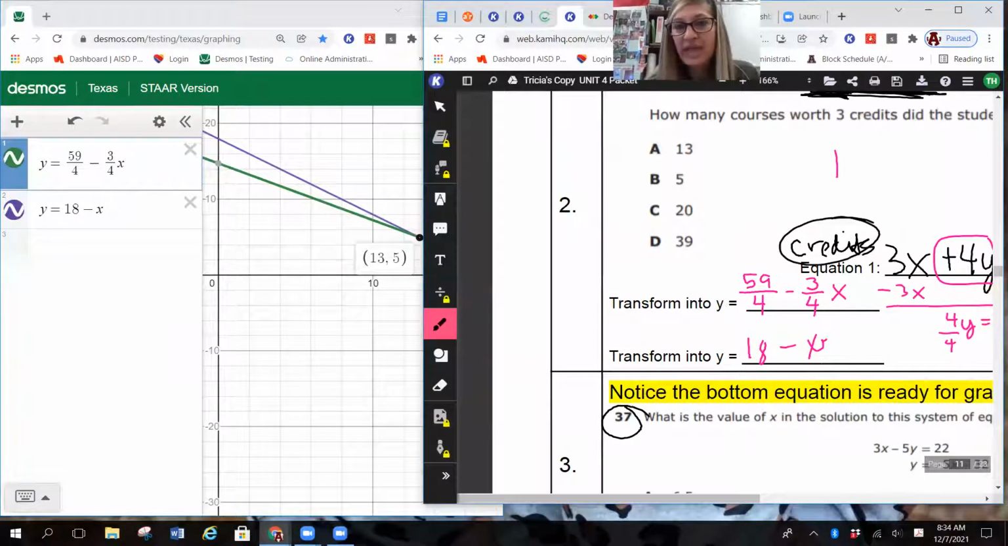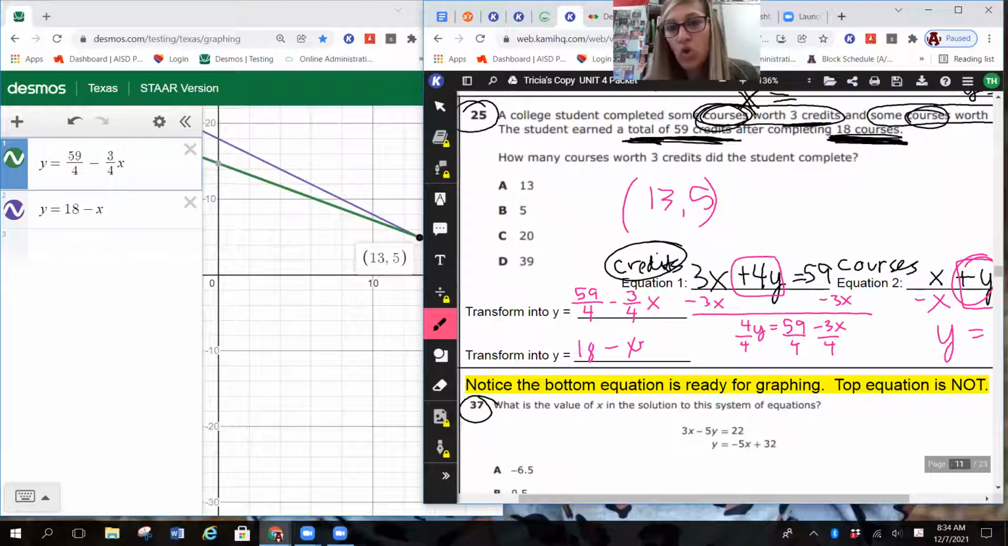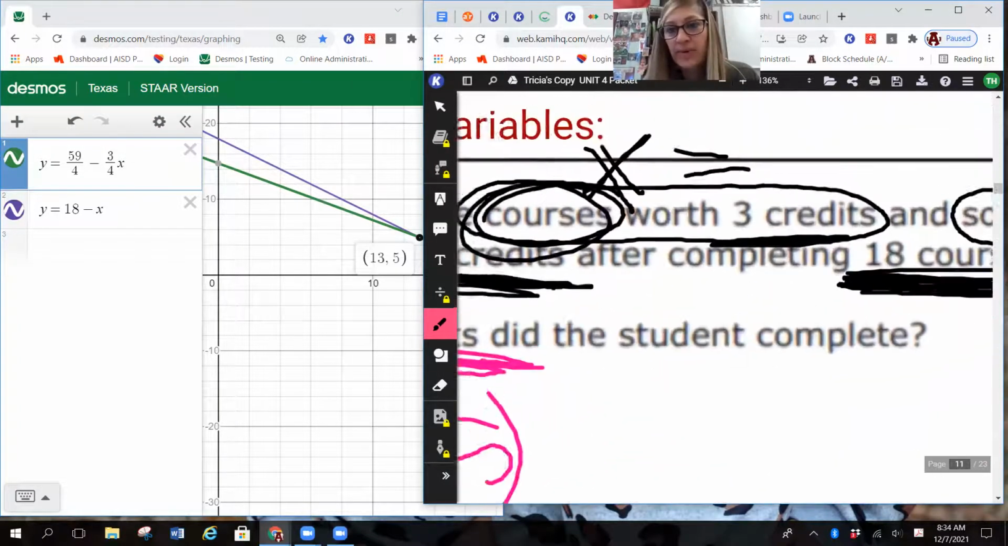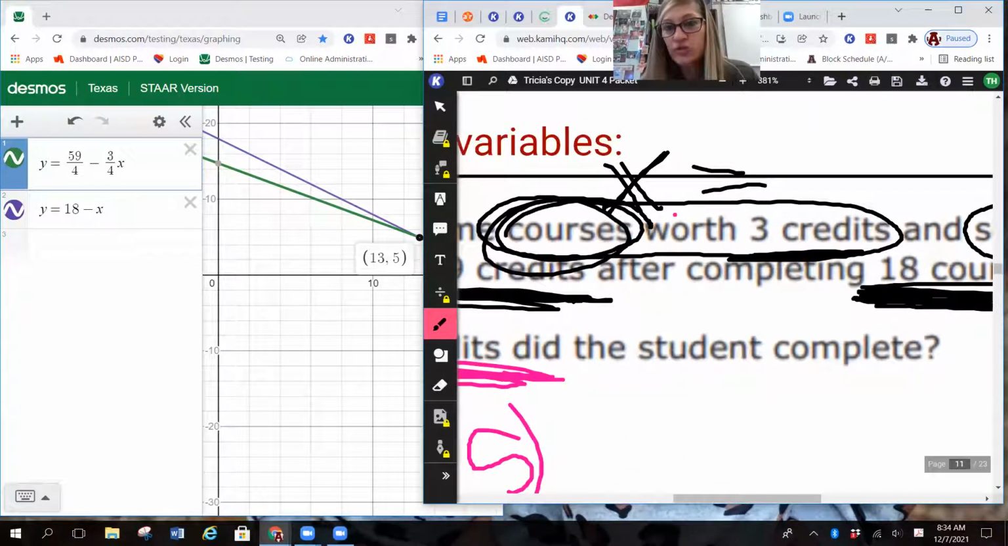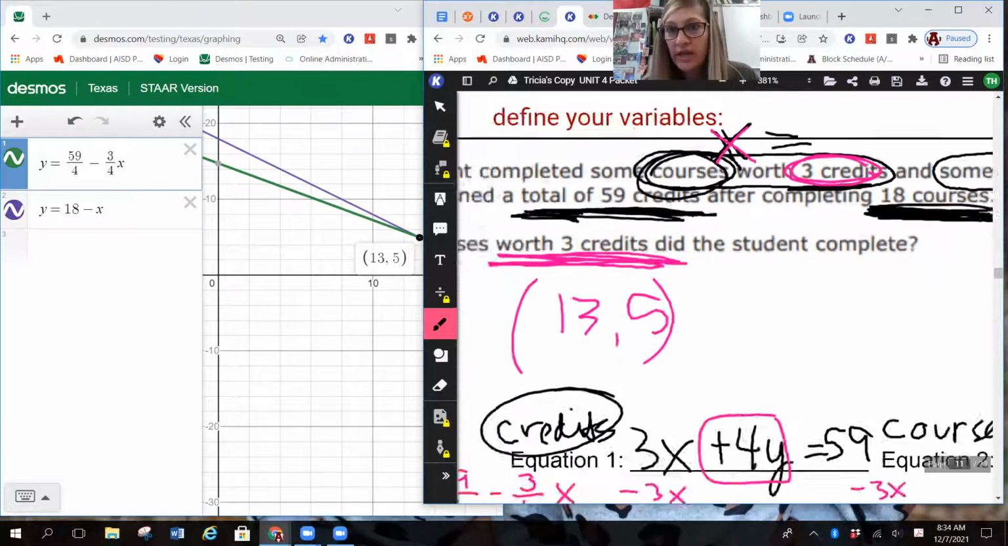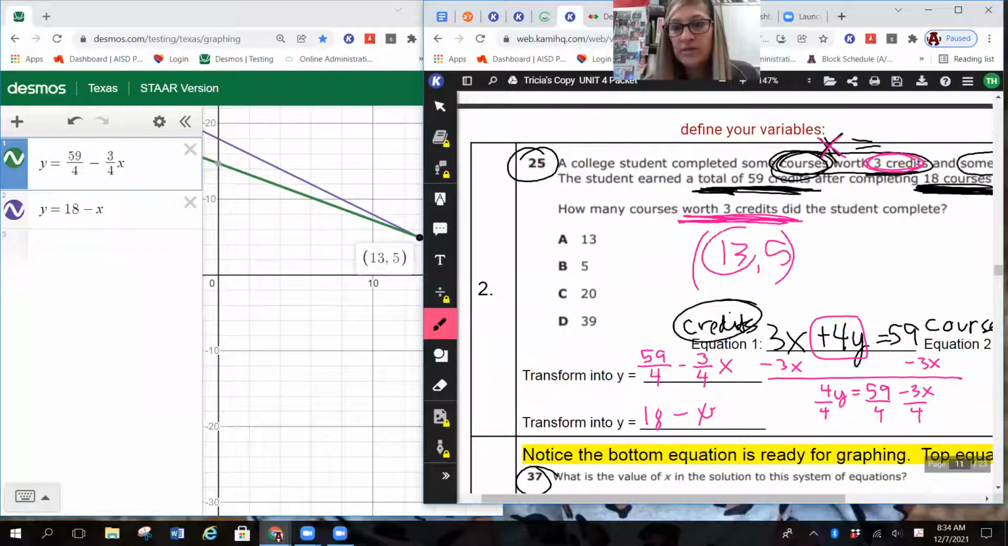But what was the question asking? How many courses are worth 3 credits? I only care about the one worth 3. As you see back up here, x represented the one with 3. So I only need to circle the answer for the x coordinate, which is the first number, which is A.